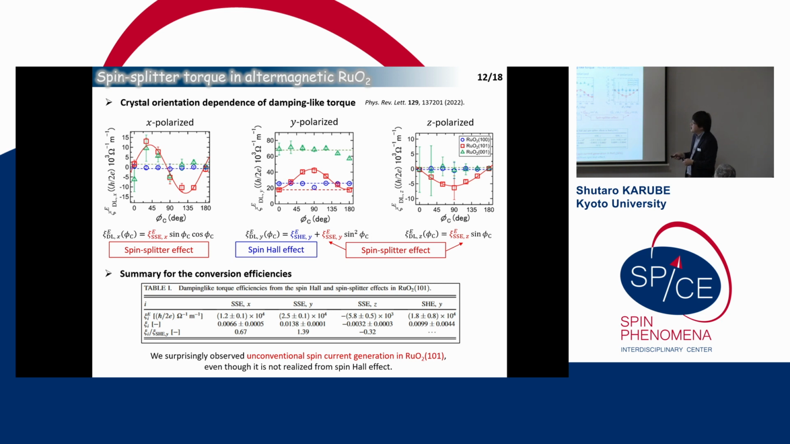So this is a summarized table for the conversion efficiency. We surprisingly observe that the spin splitter effect is comparable to the conventional spin Hall effect from this study.